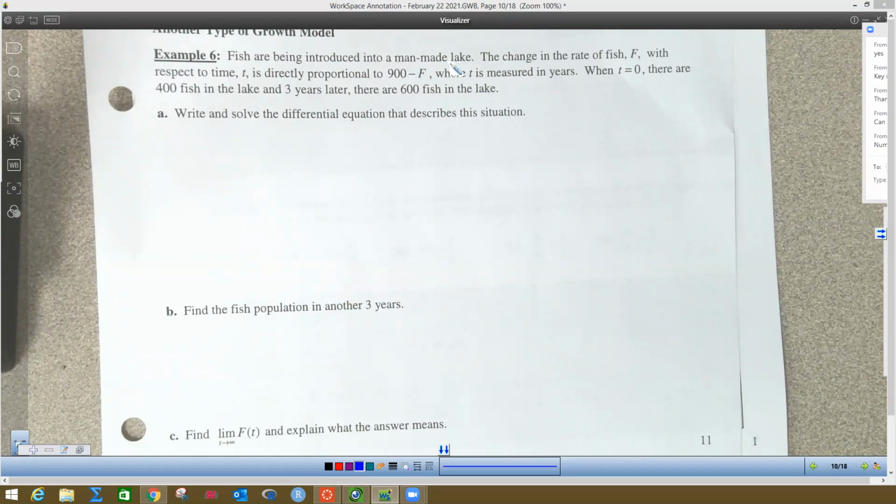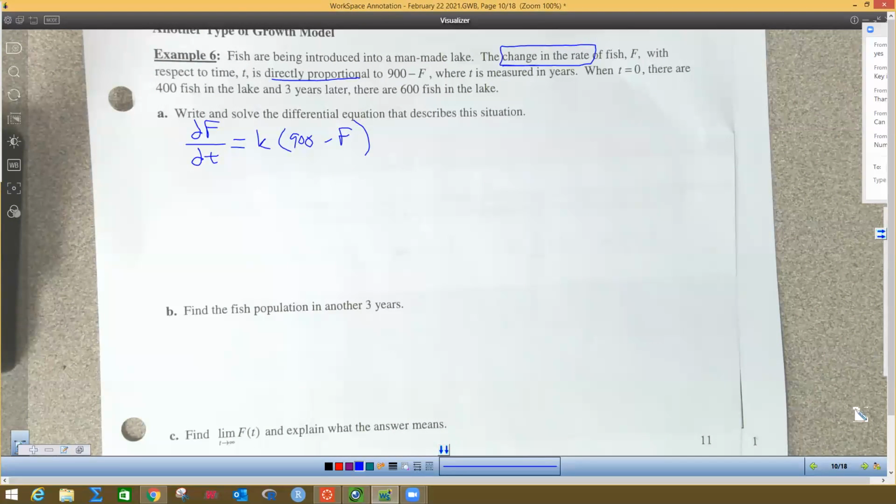Fish are being introduced into the man-made lake. The change in rate, so right there, means this is a derivative, a slope. The change in rate of F, the number of fish, so that means we have dF, d something with respect to t. So the rate of change in the fish with respect to time is directly proportional. Again, that directly proportional is that k deal again, times 900 minus F.